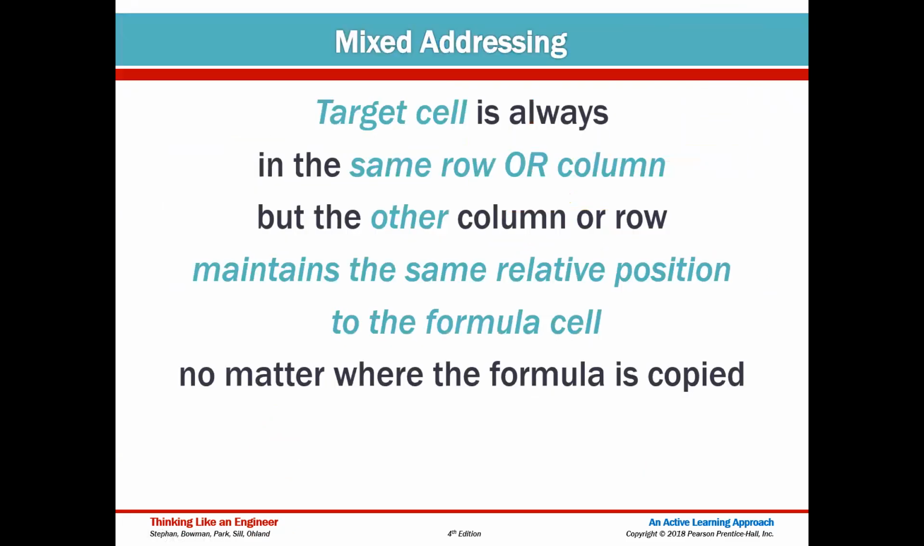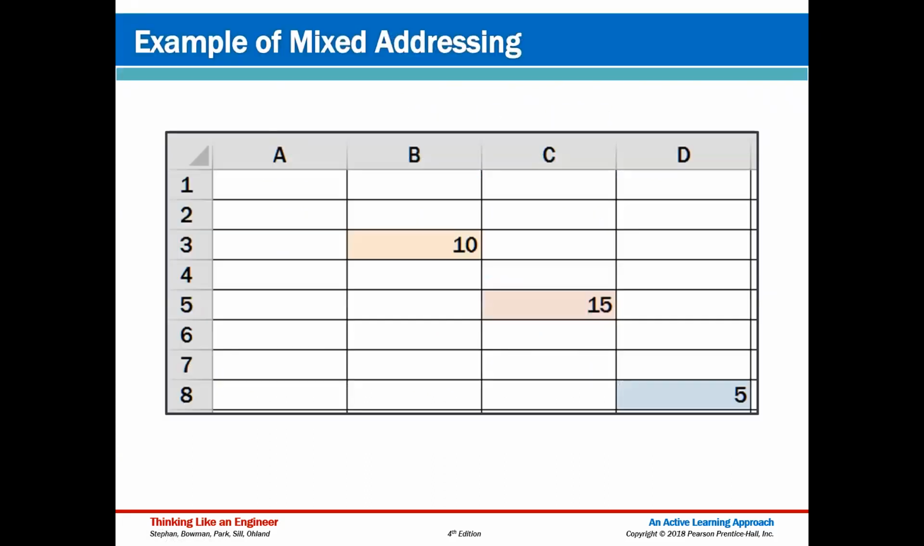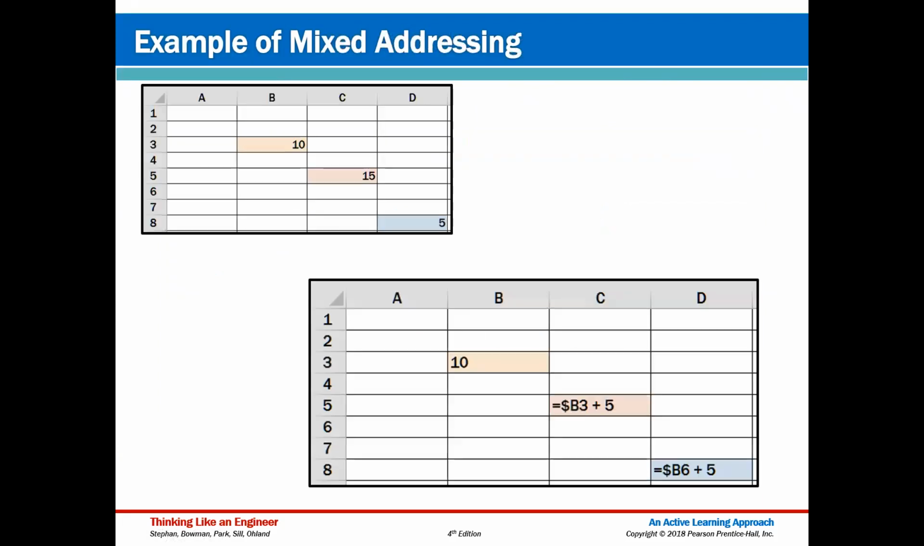Then mixed cell addressing is when your target cell is always in the same row or column, but the other column or row maintains the same relative position to the formula cell, no matter where that formula is copied. So where we held our dollar signs constant for absolute cell addressing, here we are only putting a dollar sign either in front of the row if we want to hold the row constant, or in front of the column if we want to hold the column constant. So we're back to 10, 15, and 5 in cells B3, C5, and D8, respectively. This is because we are holding only our column constant. We added a dollar sign only in front of the B. This allows us to hold that column constant but change what row we are referencing.